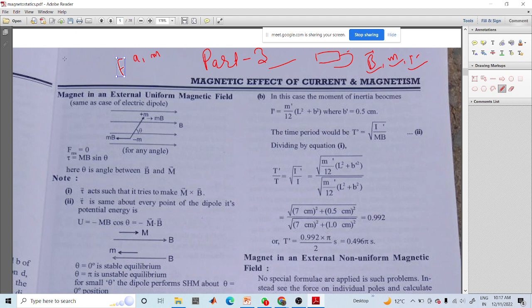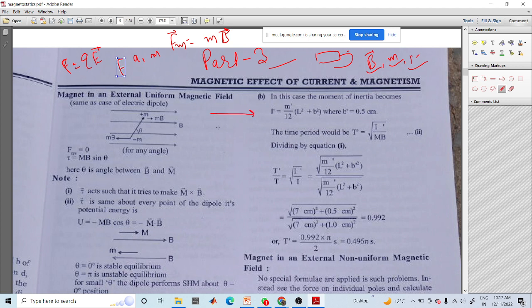And one more thing, like we know in the electric field F is equal to Q into E. So similarly here, in magnetic force we have F is equal to M into B, that we know from the earlier classes. So now the question arises, let's suppose, the heading: magnet in the external uniform magnetic field.